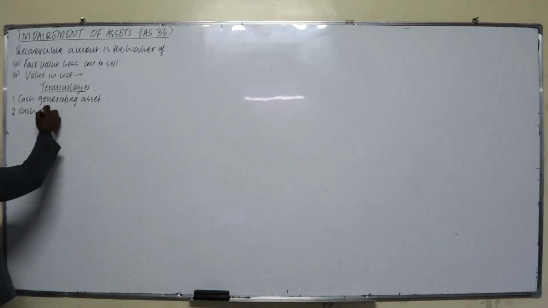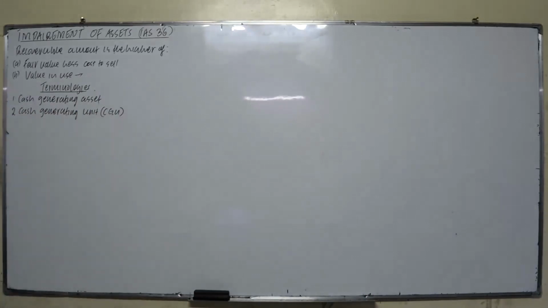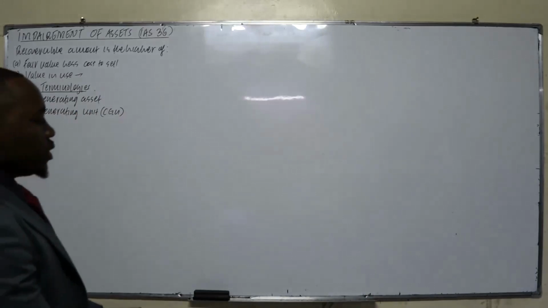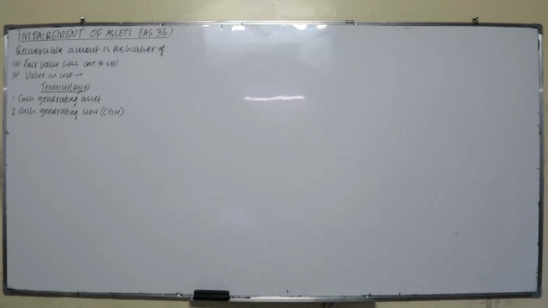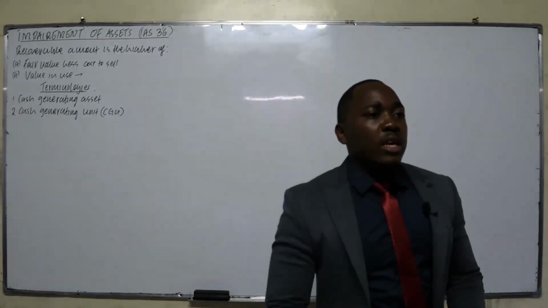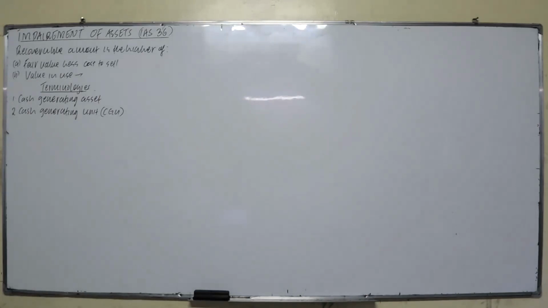Number two, cash generating unit, CGU. This is a group of identifiable assets held with the primary objective of generating commercial returns.